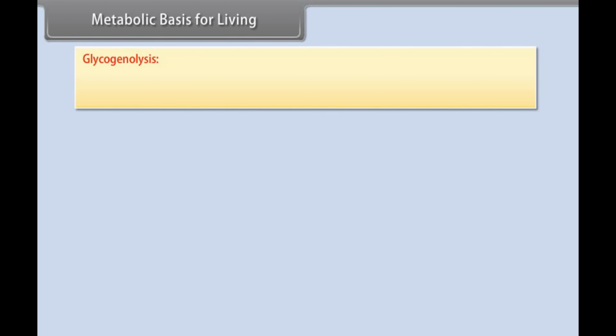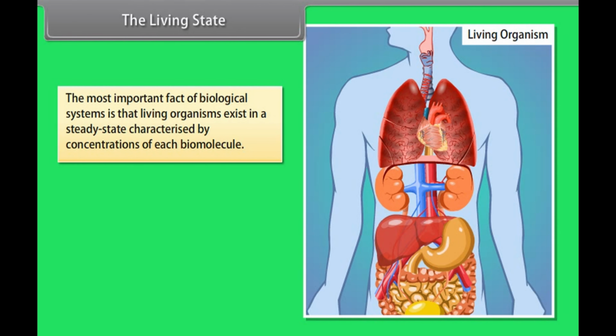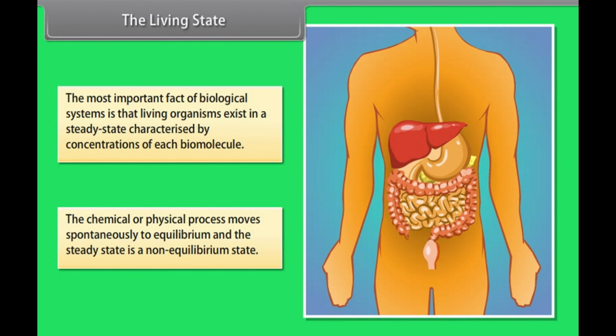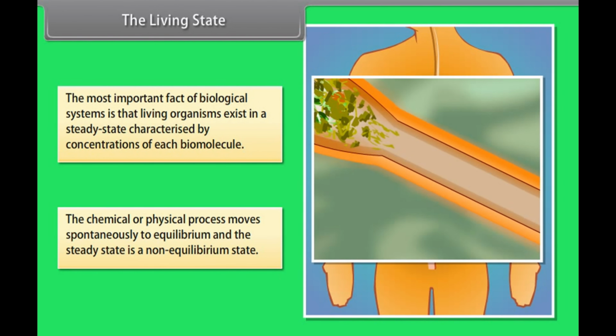Glycogenolysis. Hydrolysis of glycogen occurs in muscle cells for production of energy and in liver cells for maintaining blood sugar level. The living state. The most important fact of biological systems is that living organisms exist in a steady state characterized by concentrations of each biomolecule. A chemical or physical process moves spontaneously to equilibrium, and the steady state is the non-equilibrium state.